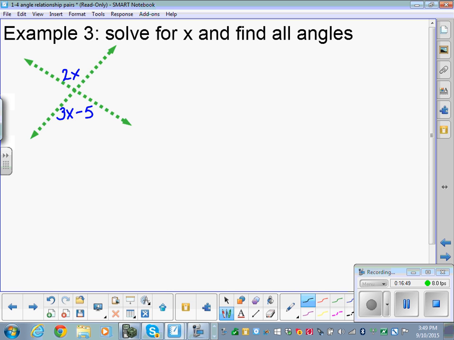We have two lines crossing each other, so we have these vertical angles here. So we know that vertical angles are exactly opposite of each other, and they will be equal. So a true statement in this one would be to say 2x is equal to 3x minus 5. Now, I have people say, well, Miss Christensen, 2x isn't equal to 3x minus 5. 2x is equal to 2x, or 3x minus 5 is equal to 3x minus 5.